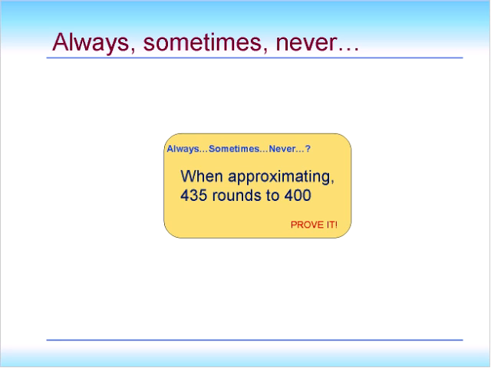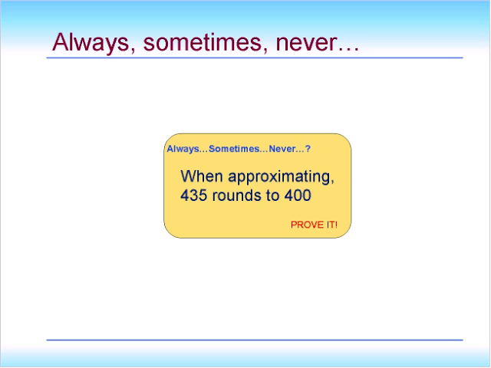Difficult. Many children struggle with this. And again, how would you prove that? For me, probably the best way is with a number line, and to look at 435 on a number line and label that number line to show 400, 500, 600, but also to maybe show 430, 440, 450.